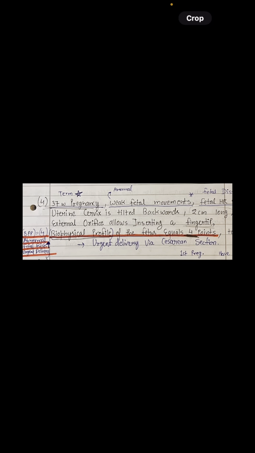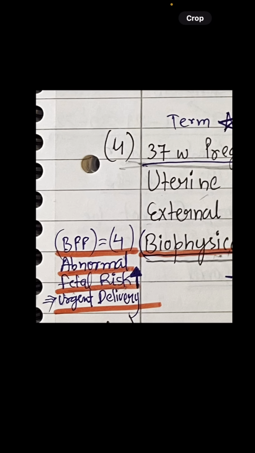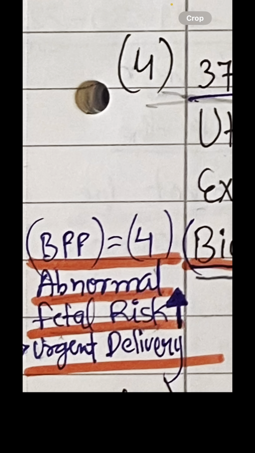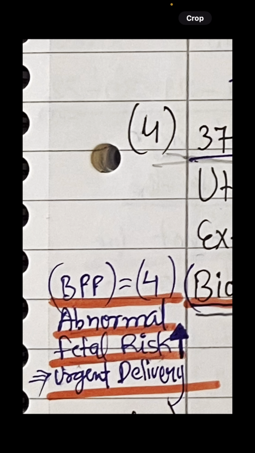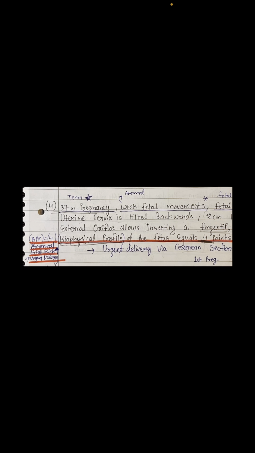Biophysical profile of the fetus equals 4 points. So just so you know, biophysical profile 4 is abnormal. This is an abnormal profile, and fetal risk increases. So we have to go for urgent delivery.